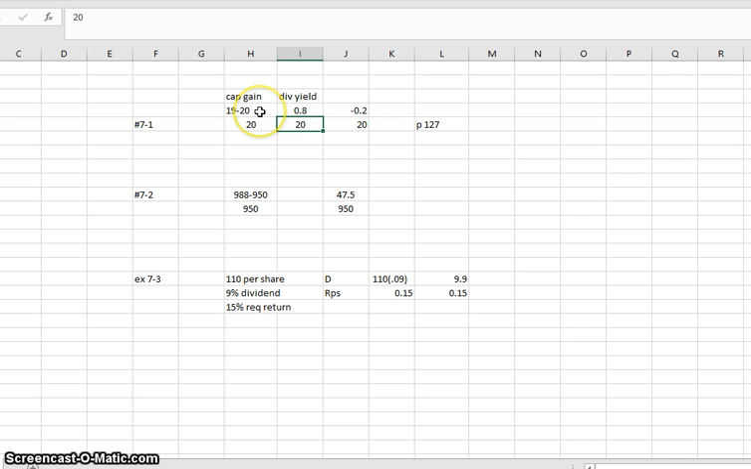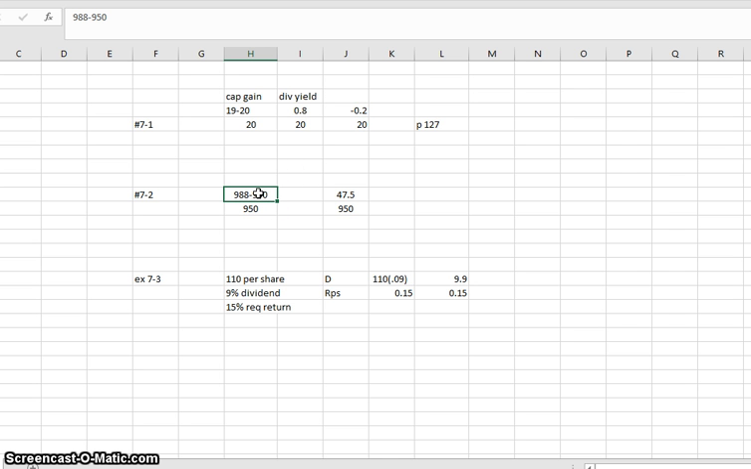Right now it's worth 19 bucks a share, and you got 80 cents out of the dividend payments. So by strict definition, you lost 20 cents a share. So the return is going to be minus 20 cents, what you lost, into $20 a share. That's how you do exercise 7.1.